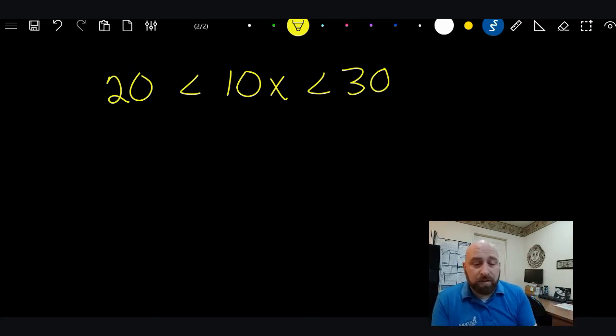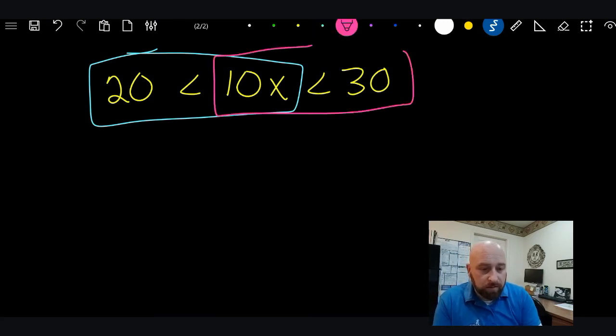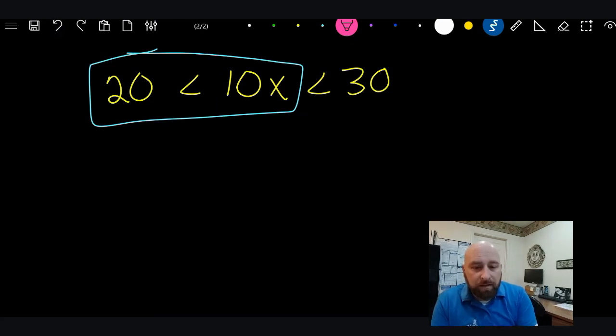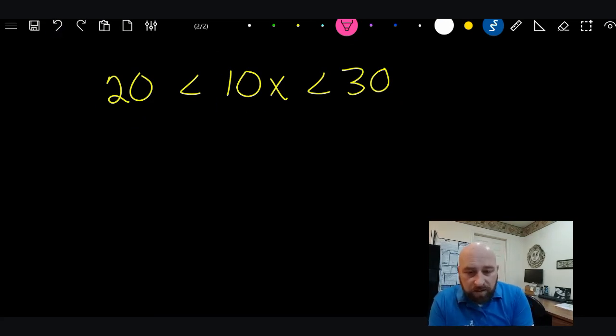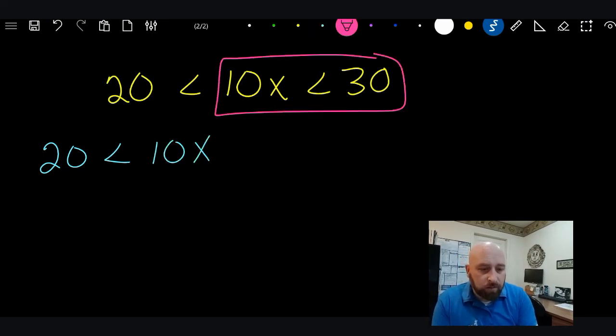We really have three things going on. So here's what I suggest that you do. Break this down. Do this and do this. You see how there's really two things? So you have this part. So let's write this one over here. 20 is less than 10x. And then let's write this one over here.